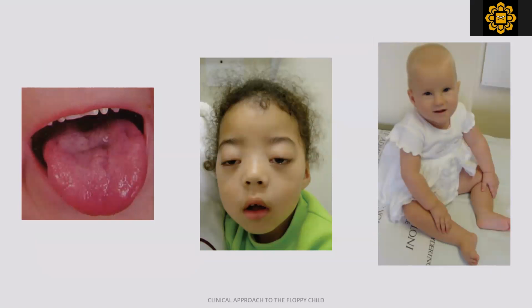Okay, these are some of the pictures. Unfortunately, I cannot show you video. On the left, it is showing a tongue fasciculation. In the middle is showing again the frog-like posture. On the right, what do you guys think? What is it? Yes, Prader-Willi syndrome. And as you can see, the hands and feet are rather small in proportion compared to the whole limb and also the body. One of the syndromic features of Prader-Willi syndrome.